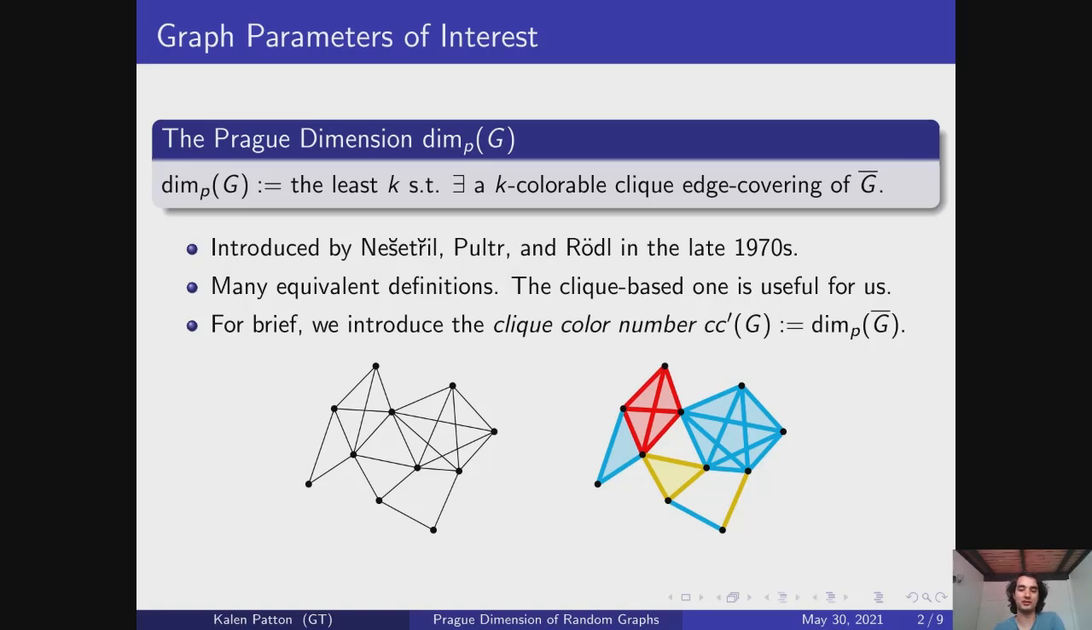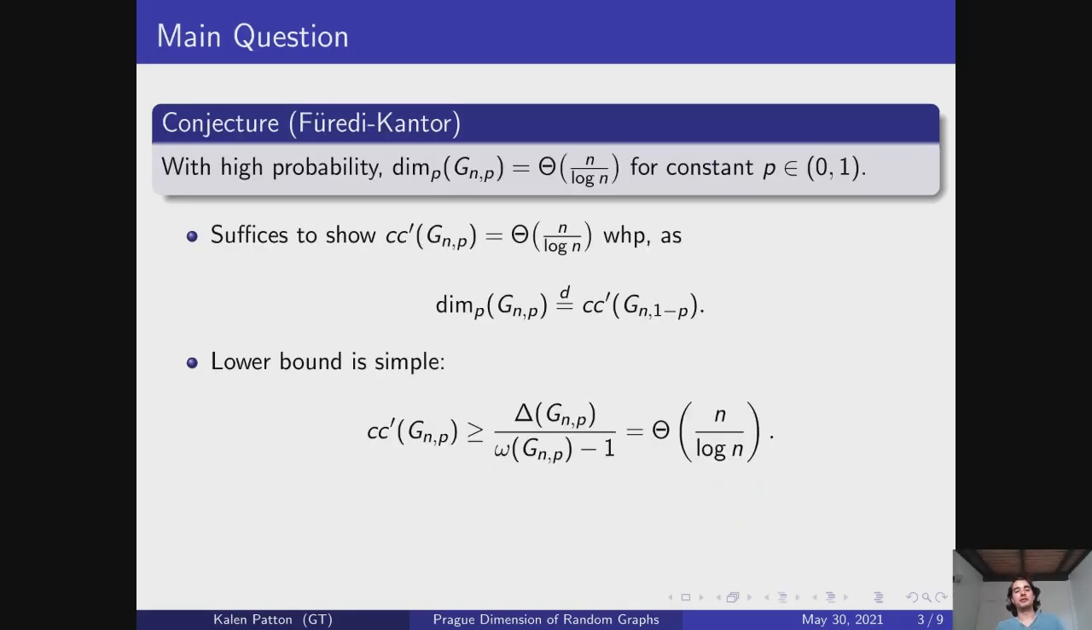Okay, and so now this brings us to the main question that we seek to answer, which is how does the Prague dimension, or equivalently the clique color number, behave for the random graph G(n,p)? In particular, it has been conjectured by Füredi and Kantor that with high probability, the Prague dimension of G(n,p) should be on the order of n over log n for constant p.